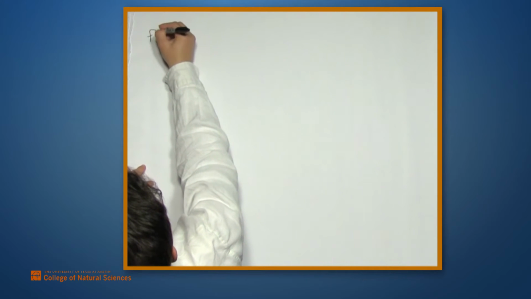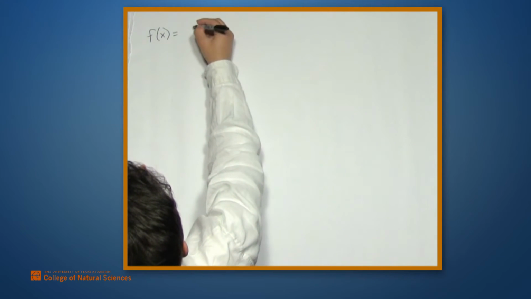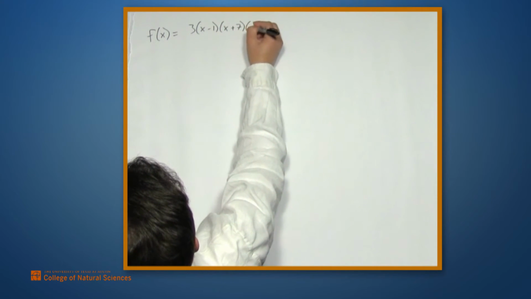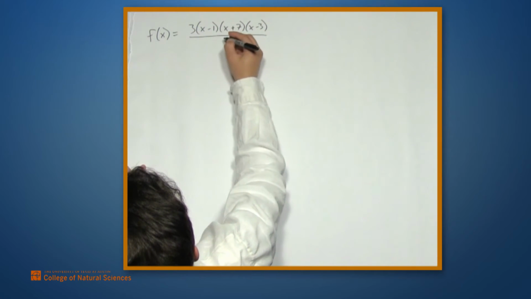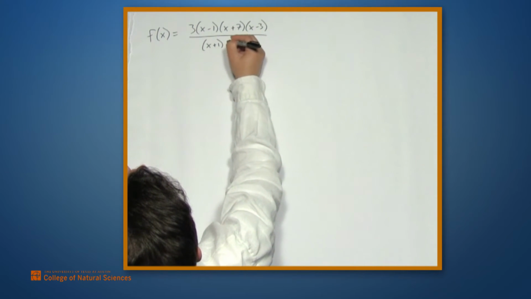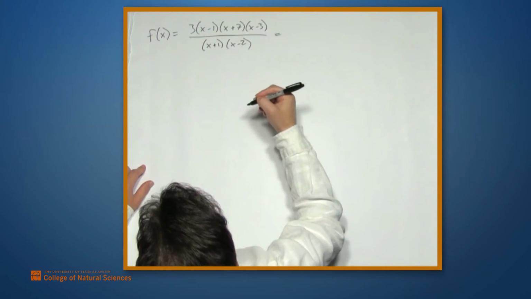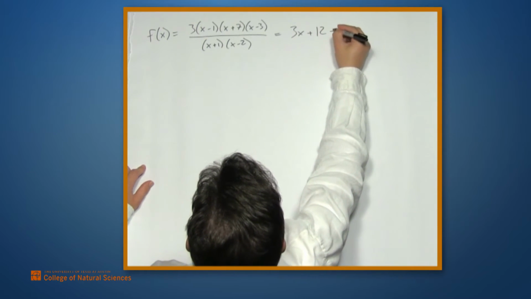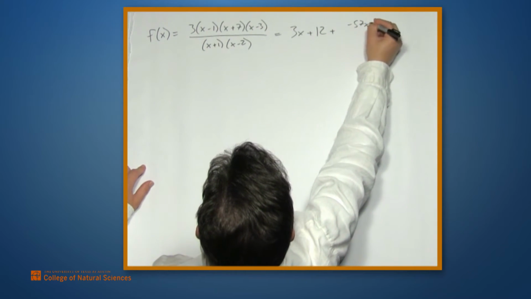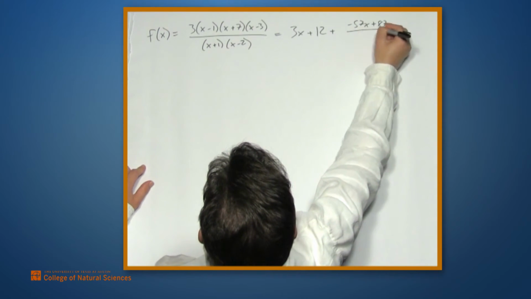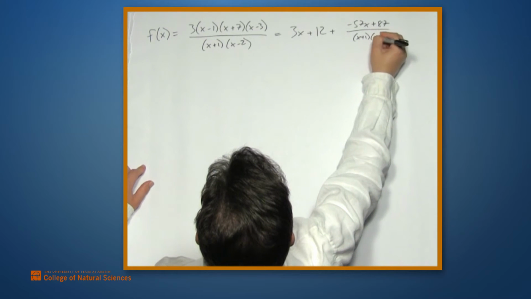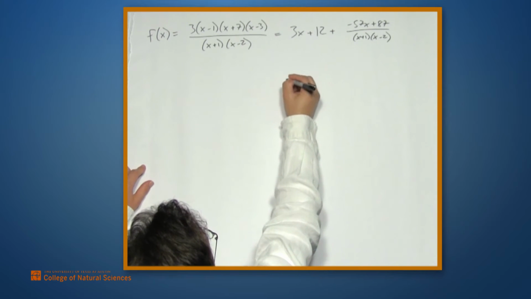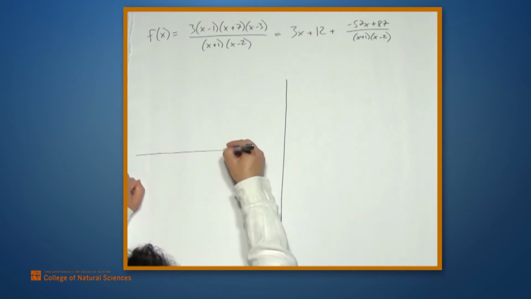Let's just rewrite f of x in both forms. So it's 3 times x minus 1 times x plus 7 times x minus 3 all over x plus 1 times x minus 2. And that long division showed us that this equals 3x plus 12 plus negative 57x plus 87 all over x plus 1 times x minus 2. Both of these forms are going to come in handy. So let's sketch our axes.